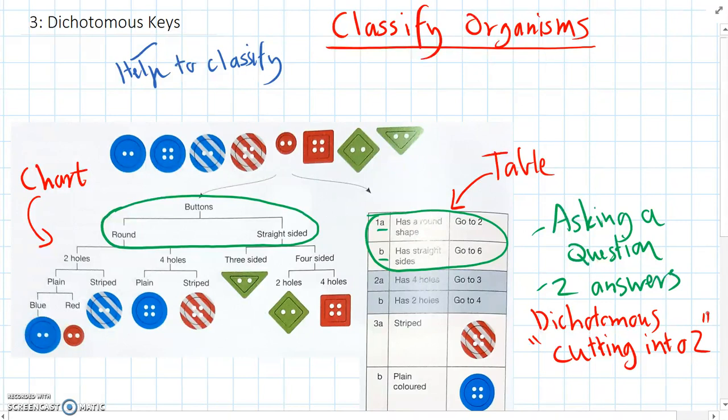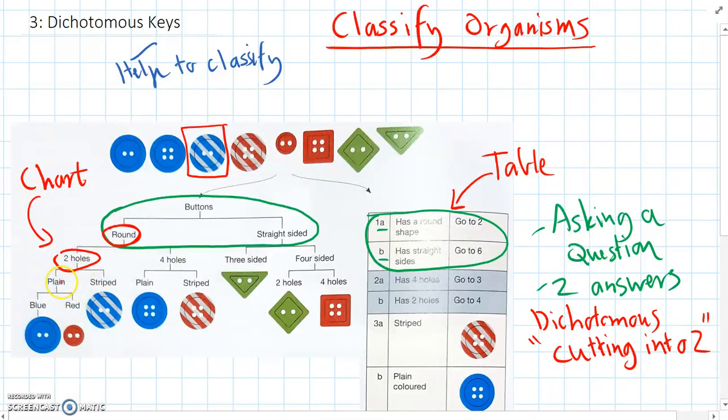So looking back at the chart now, let's follow down the dichotomous key to try and classify one button. Let's look at this one here, which is blue and round and striped. So we can use our chart to look at the first question. Is this button round or is it straight? We can see that it's round. So now we look at the next step down. Does this button have 2 holes or 4 holes? And we can see that it has 2 holes.